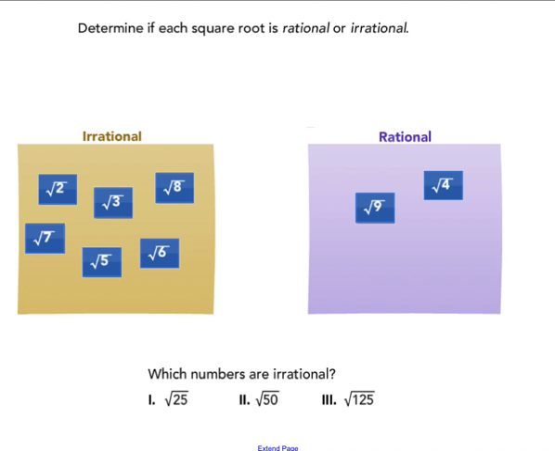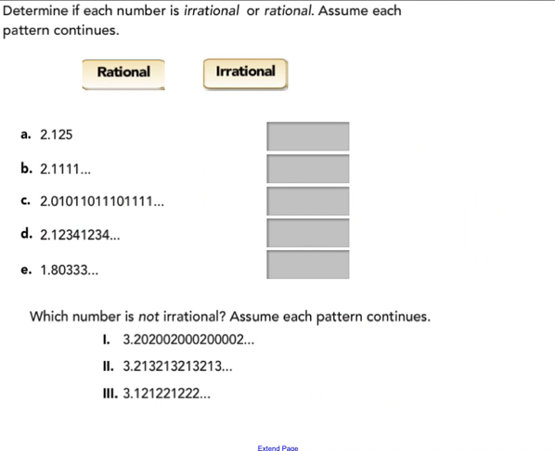And then down at the bottom, which numbers are irrational? Square root of 25 is 5. That is a rational number. Square root of 50 is not perfect, so that is irrational. And the square root of 125 is not perfect. How you can test and see, if you plug in the square root of 125 in your calculator, you can see that it does not come out to be one single answer.